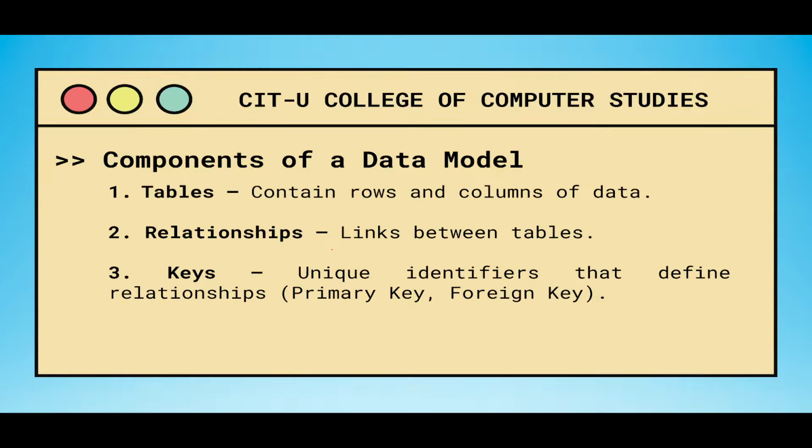Okay, so what are the components of a data model? So, we have tables, of course, which contain rows and columns of data. So in the previous lesson, we have imported data sets. So those data sets are tables. So we have relationships. So these are the links between the tables. And we also have the keys. So keys are either primary or foreign keys. So these are unique identifiers.